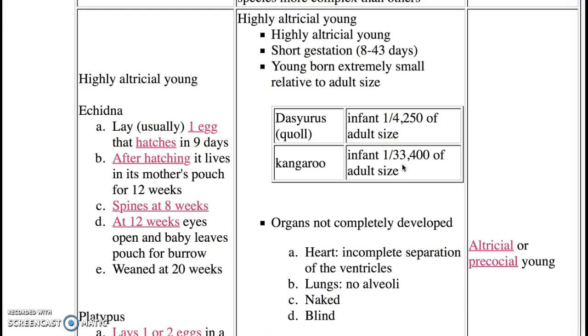So the infant is very, very small, like the size of a bean or a grain of rice in comparison to the adult. And the size and the lack of development comes down to a very short gestation period. So they're only retained in the mother's uterus for a few days to no more than 6 weeks.